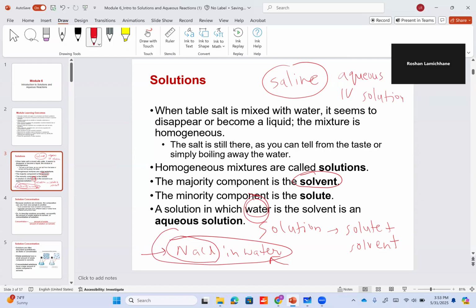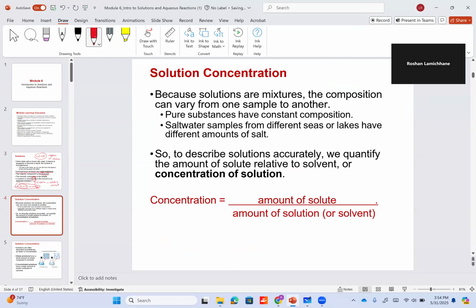Another thing to keep in mind: you might have read about homogeneous mixtures and heterogeneous mixtures. A solution is an example of a homogeneous mixture. Keep that in mind, and that is why you see this bullet point: homogeneous mixtures are called solutions.